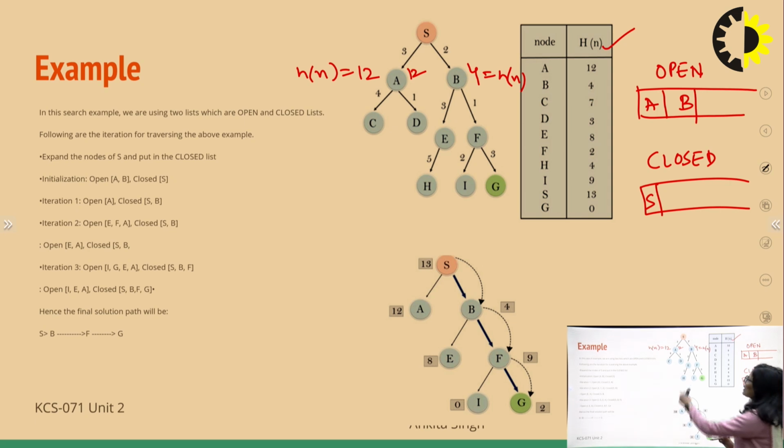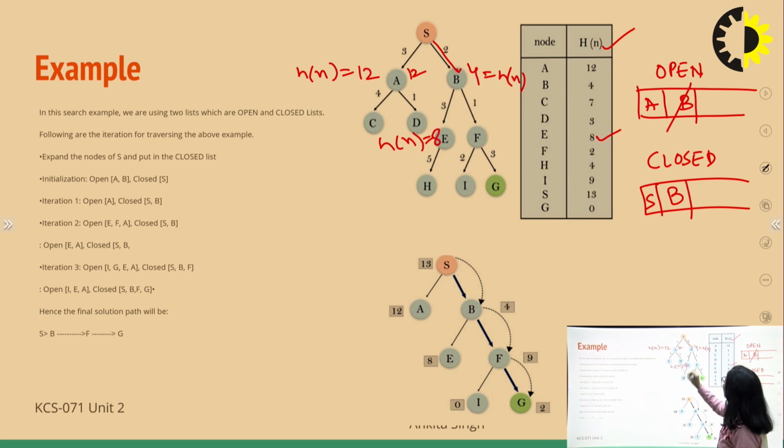Now, when we see the heuristic values, they are 12 and 4. Which node will we choose? We will choose the smaller one, so we will choose B. We put that in the closed list and we start exploring B. From B, I could find 2 nodes, E and F. E is claiming that it will help me reach the goal node with a cost of 8, whereas F is claiming that it will help me reach the goal node with a cost of 2, right?